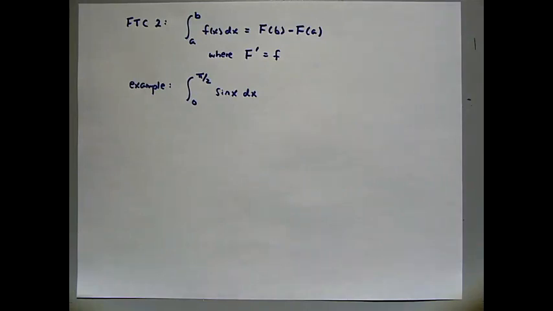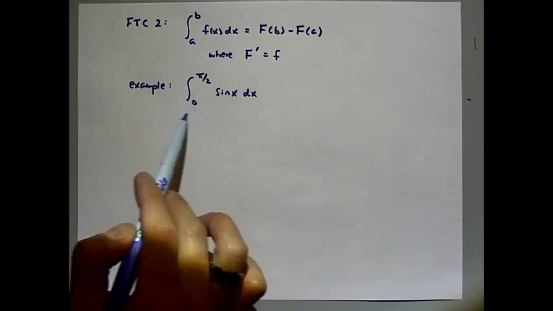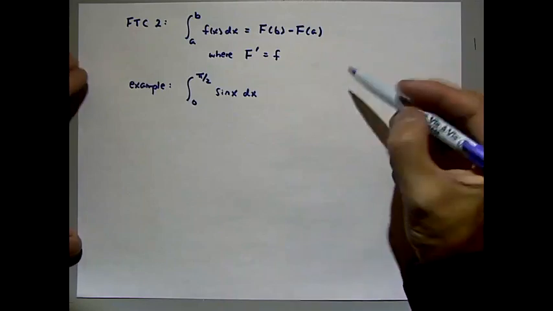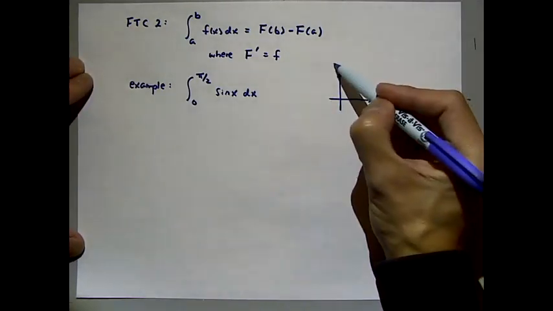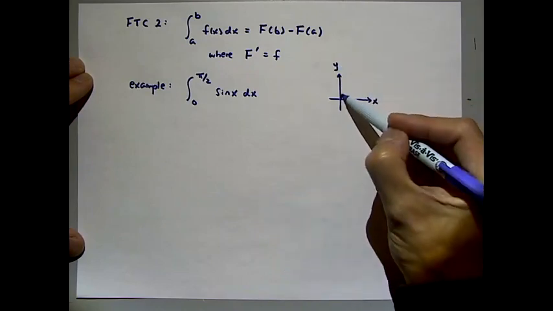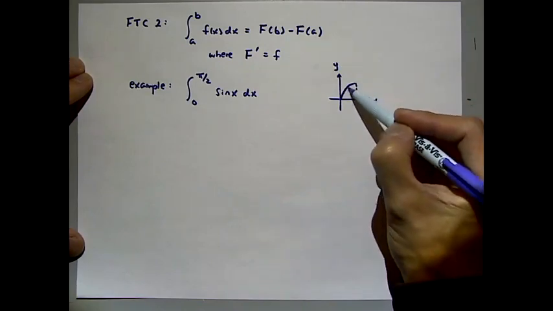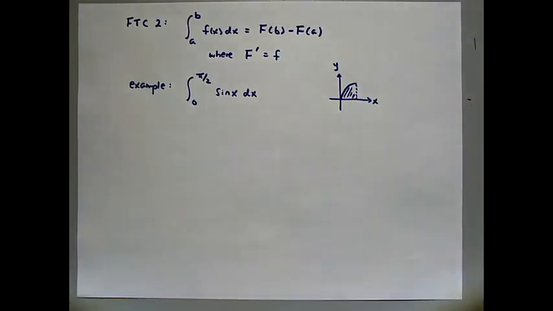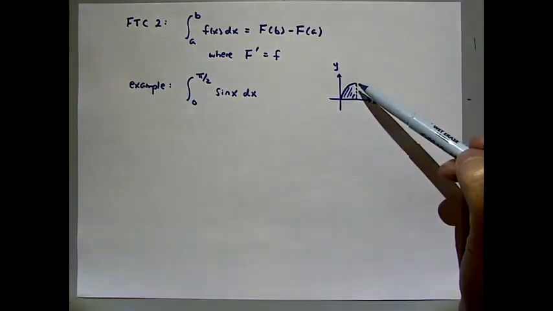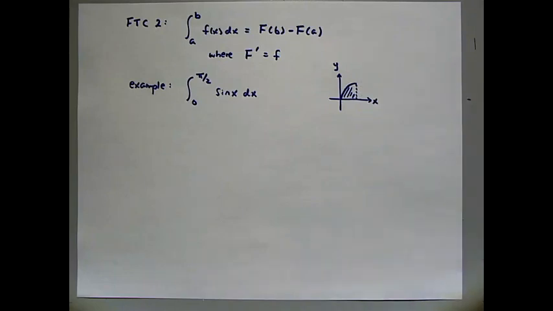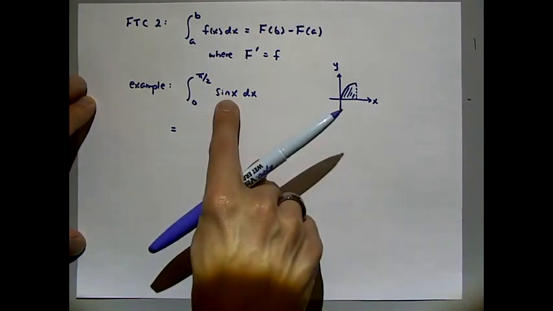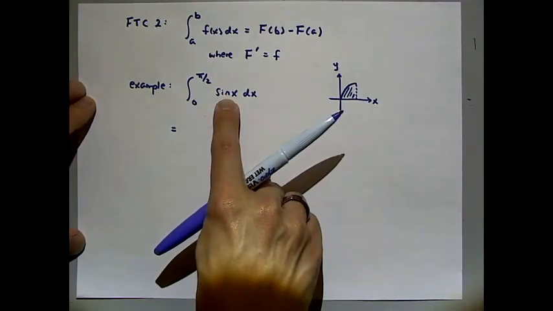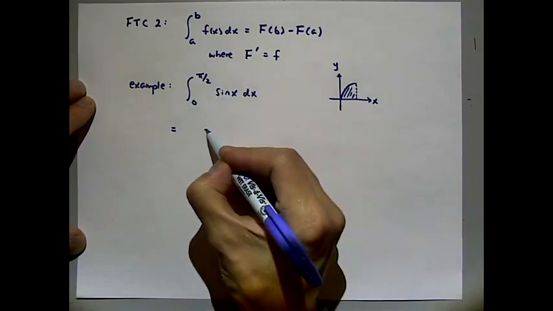And this is asking, what is the area between the function sine of x, starting at 0, ending at pi over 2? What is the area between that and the x-axis? Okay, so you have a sine that starts at 0, goes up to 1 at pi over 2, comes back down, and so on. FTC2 says, find a function whose derivative is sine of x. And we know that's negative cosine.